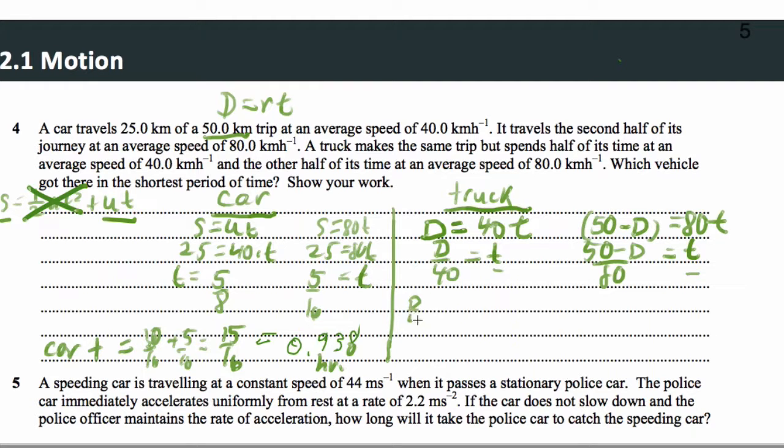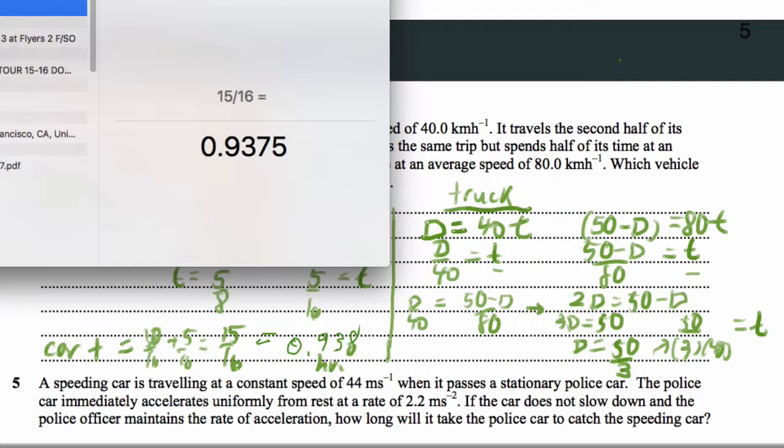So d over 40 equals 50 minus d over 80. I'm going to multiply both sides by 80. That's going to give me 2d equals 50 minus d. I'm going to get 3d equals 50. d is going to be 50 over 3. And now I can plug that into my formula here to get the time. So I'm going to get here 50 over 3 over 40 equals t. That's going to be 50 over 120 hours.